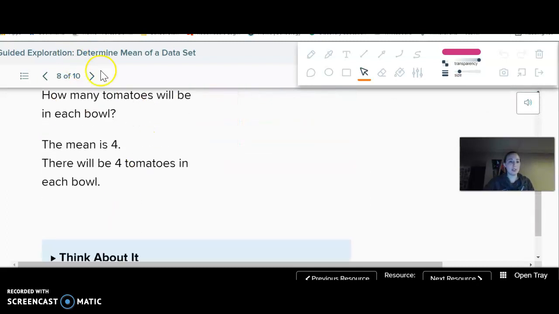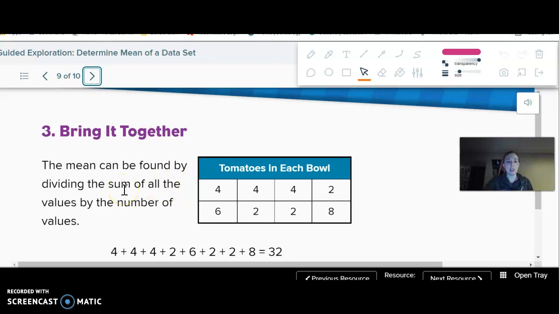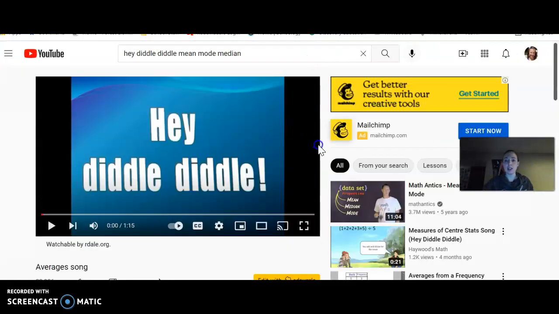All right. Make sure I didn't miss anything there. So summing it up, the mean can be found by dividing the sum of all the values, adding them all up, by the number of values. Now, I have a little song. I also am linking this on the assignment page, but just a way to remember the difference between all these things because it can be hard to remember. And songs, it's been shown that we remember songs better than just saying the words.